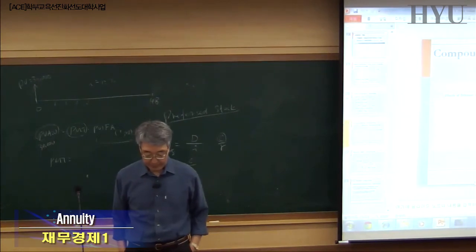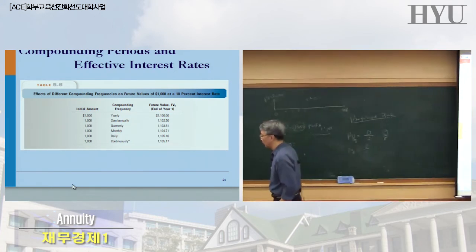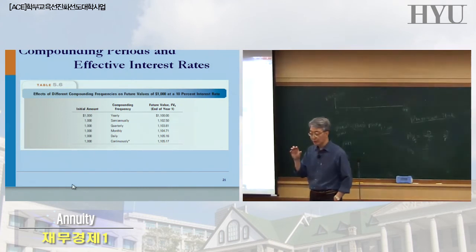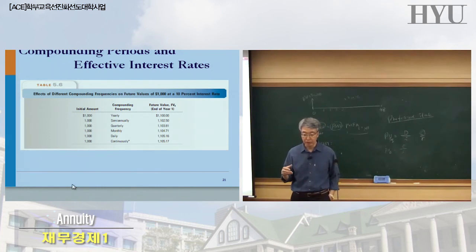And then we talked about the compounding period and the effective interest rate. Last class, I already discussed this. Even if you're talking about the same annual interest rate, depending on the compounding period, how frequently the interest is compounded, the total payment is different.